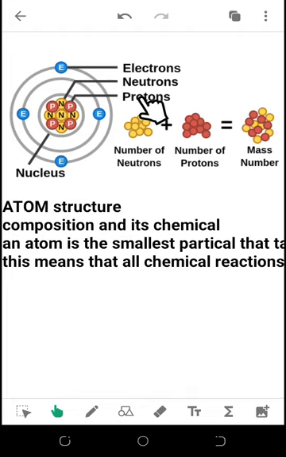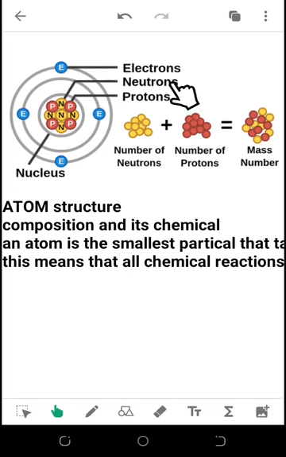The protons and the neutrons form the central part of an atom, which is called the nucleus.